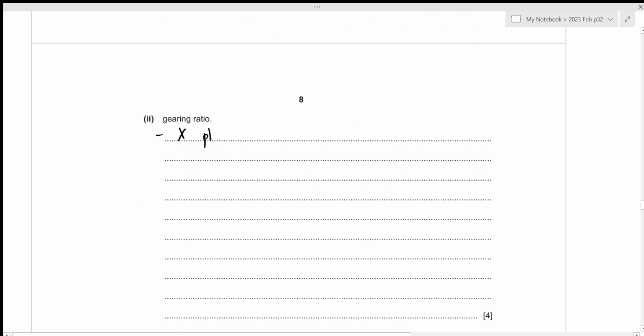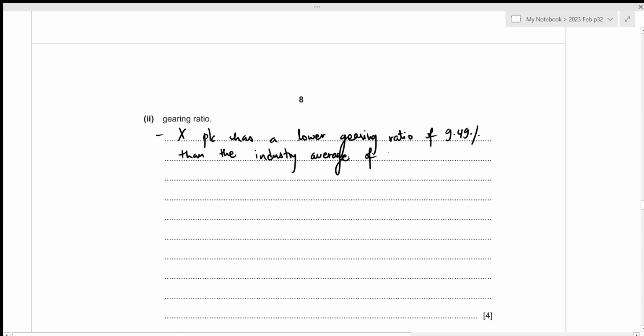So XPLC has a lower gearing ratio of 9.49% than the industry average of 25%. And a low geared business is perceived as low risk. And low risk means that XPLC can be expected to remain in the business.